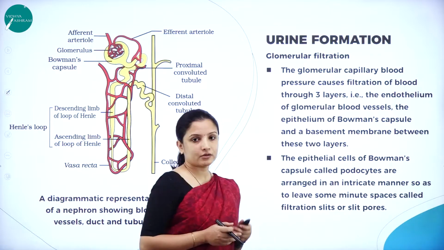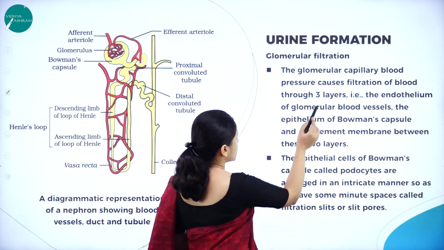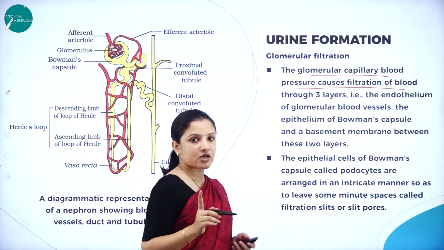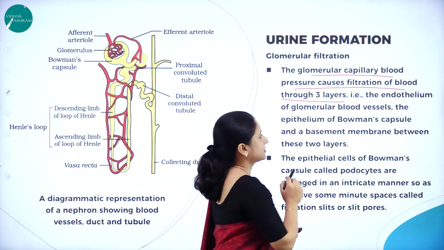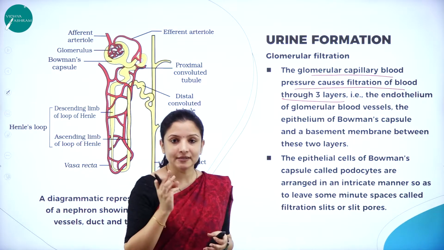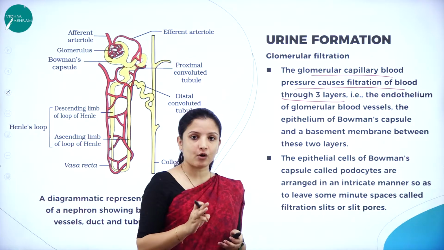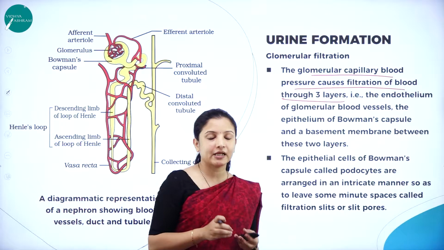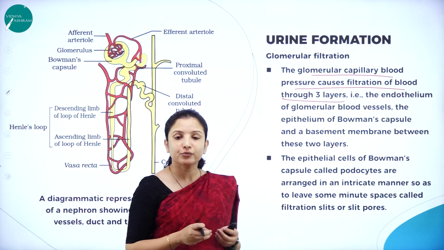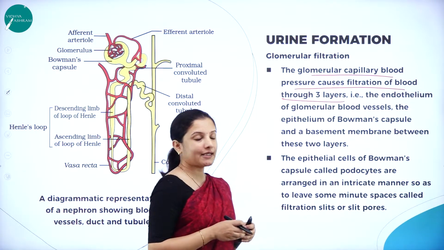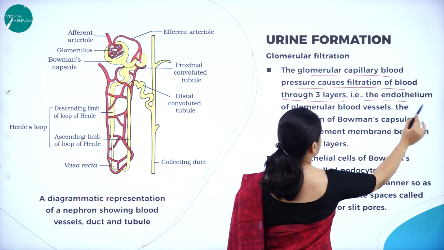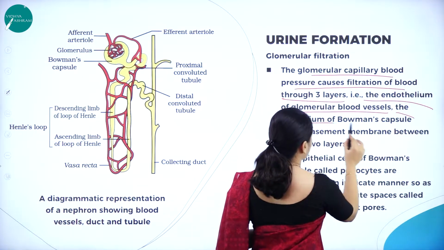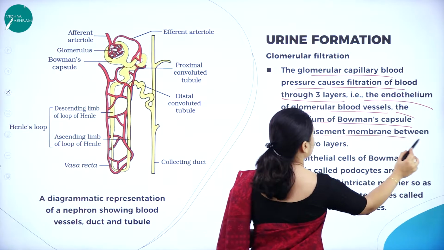So moving further, the glomerular capillary blood pressure is what causes the filtration of the blood, and the filtration occurs through three layers. The glomerular part of the nephron is made up of three layers, and when pressure is exerted on these layers, the glomerular filtration occurs. So what are the three layers it is made up of? One is the endothelium of the glomerular blood vessels, the epithelium of the Bowman's capsule, and a basement membrane between these two layers.